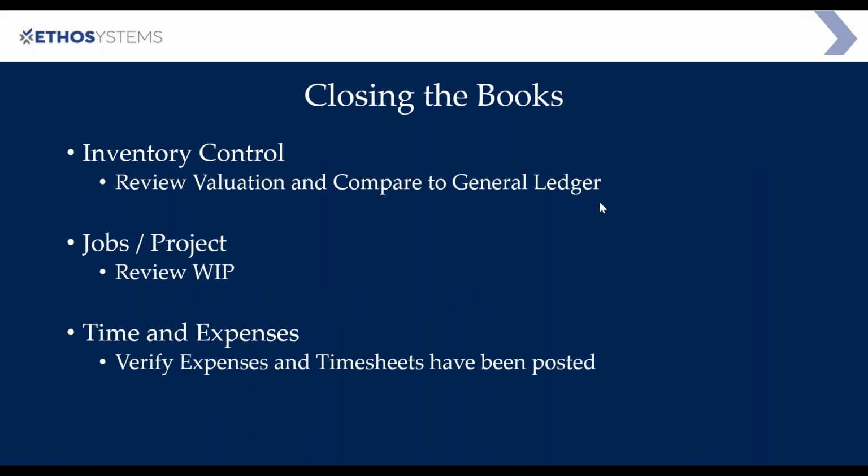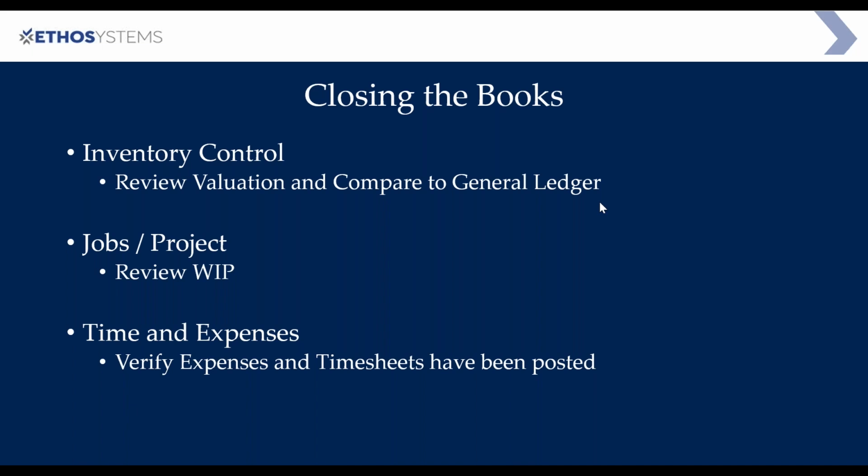Next, again, if you're using inventory control, make sure you review the valuation of your items and make sure that matches the general ledger. That's really, really, really important. For jobs and WIP, for jobs and projects, review your WIP. Make sure your WIP is all done, especially if you're using the new WIP module. Make sure you've gotten the new WIP features within the construction, you've got all those recognized, you've done your over and under billings, and everything looks really good there.